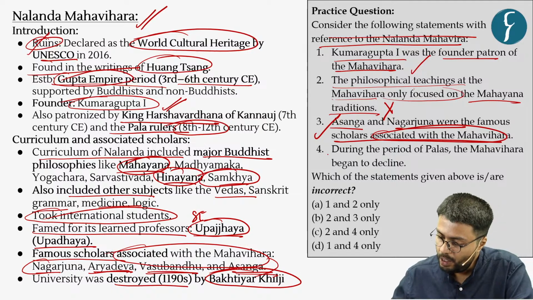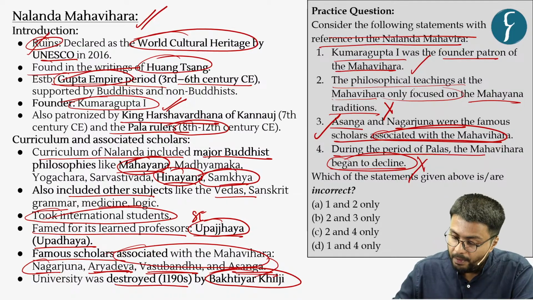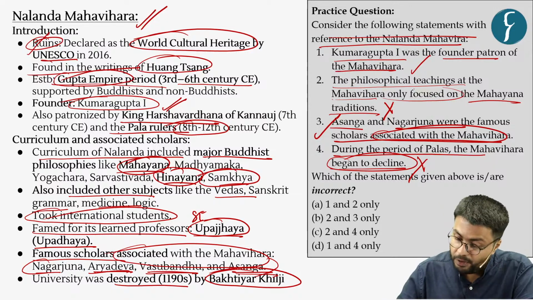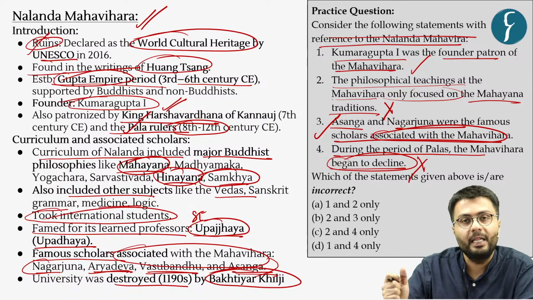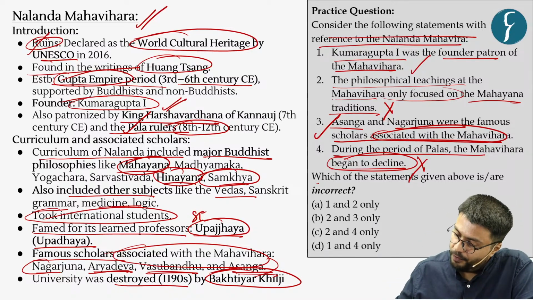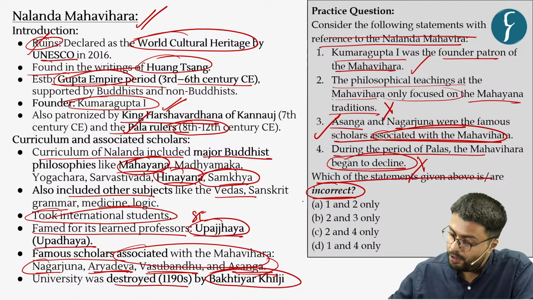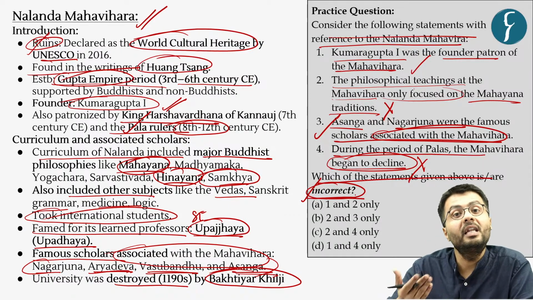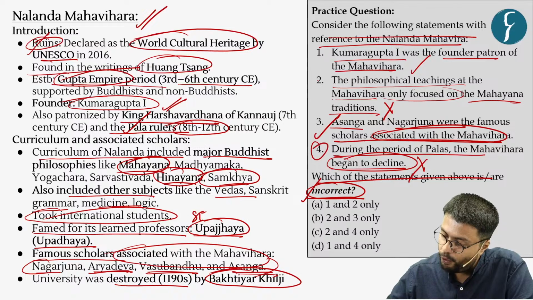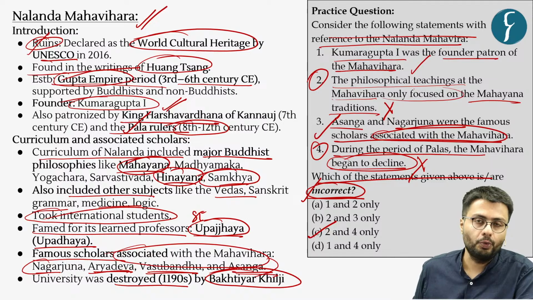Now, the fourth statement, during the period of Palas the Mahavihara began to decline, is again incorrect, because this university was also patronized by the Pala rulers between 8th to 12th century. So, which of these statements given above is or are incorrect? Please make sure to tick the right answer, as this asks you to identify the incorrect statement. As statements 4 and 2 were incorrect, hence option C is the right answer to this practice question.